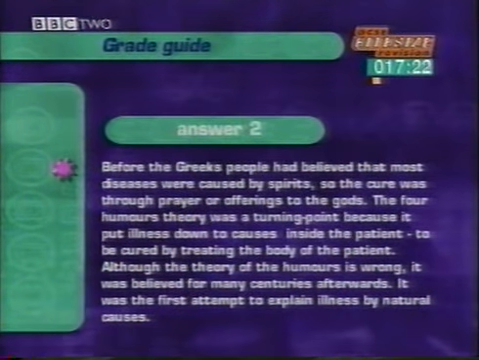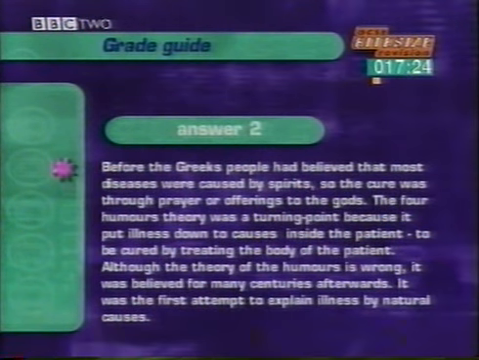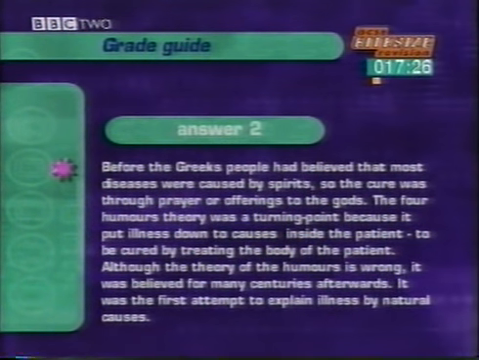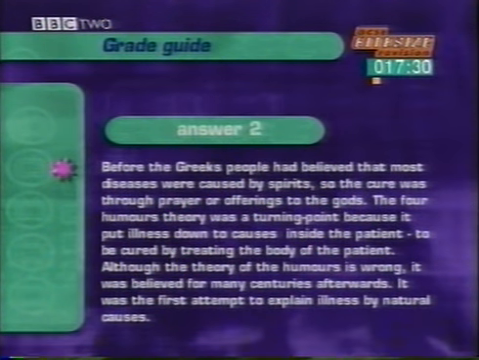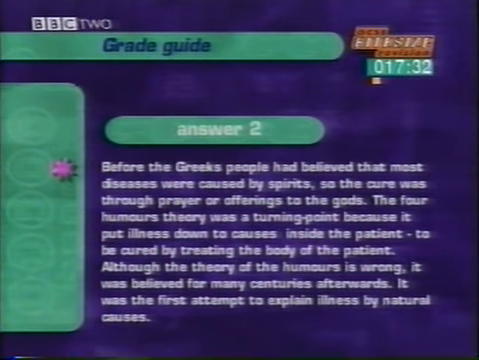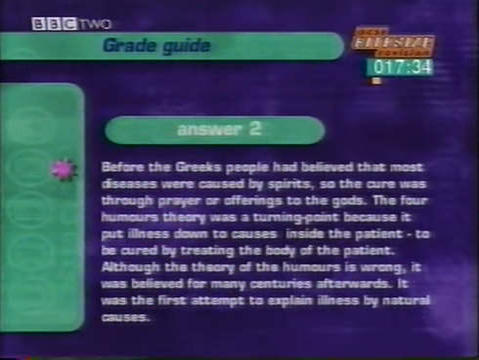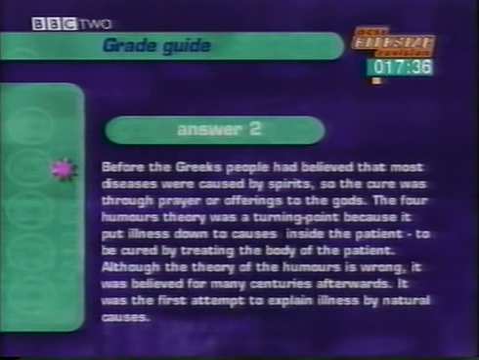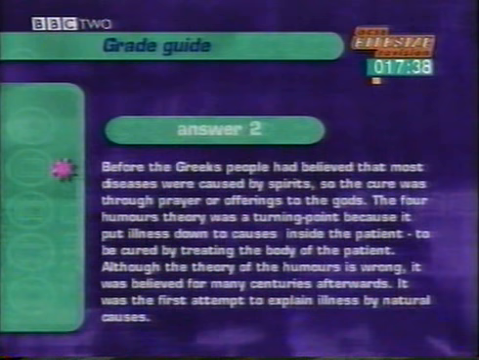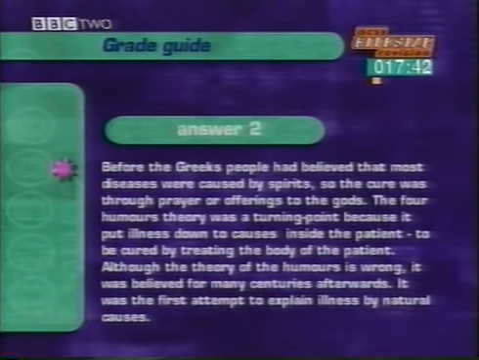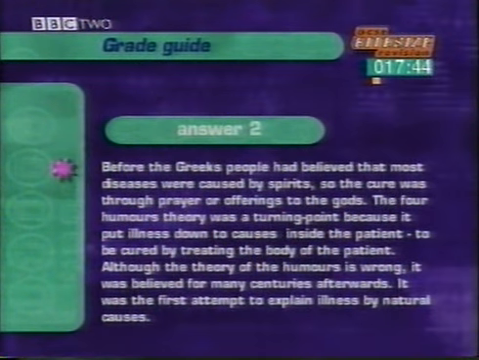Before the Greeks, people had believed that most diseases were caused by spirits, so the cure was through prayer or offerings to the gods. The 4 humours theory was a turning point because it put illness down to causes inside the patient, to be cured by treating the body of the patient. Although the theory of the 4 humours is wrong, it was believed for many centuries afterwards. It was the first attempt to explain illness by natural causes.